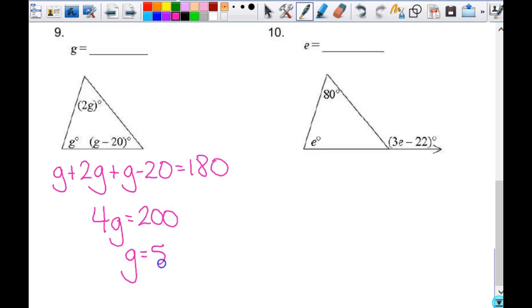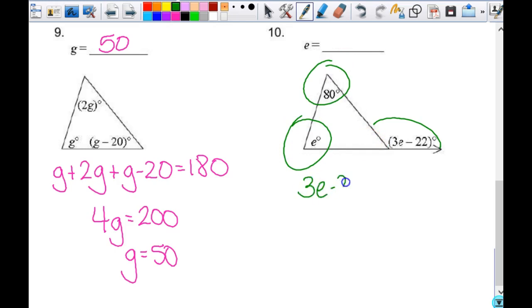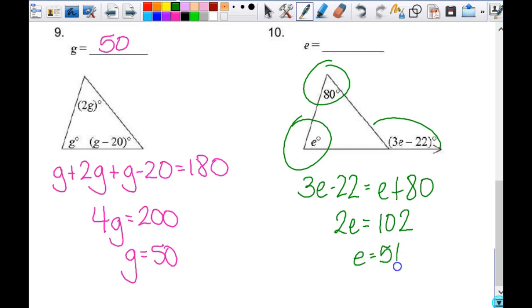So G equals 50. It is just 50. It is not 50 degrees because it's just the variable. So on this one, exterior angle, I do not want to subtract it from 180 to find that. The exterior angle is equal to the two remote interior angles added together. So 3E minus 22 equals E plus 80, which means that 2E is equal to 102 and E equals 51.